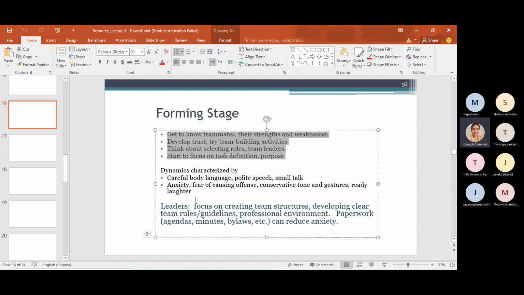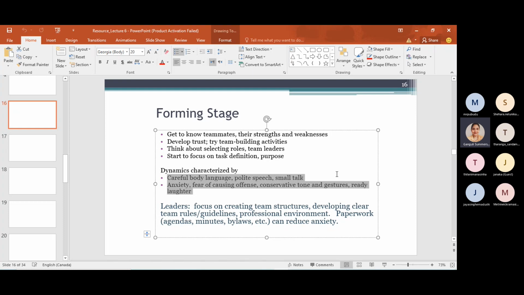So as you can see here, the forming stage is the stage where you get to know your teammates, right? It's the stage where you get to know each other. During this forming stage, you should have careful body language, polite speech, small talk. You should have these characteristics during the forming stage. Your body language should be careful, your speech should be polite, because it is the stage where you communicate with your teammates and get to know each other. So you should have proper body language and polite speech during this stage.